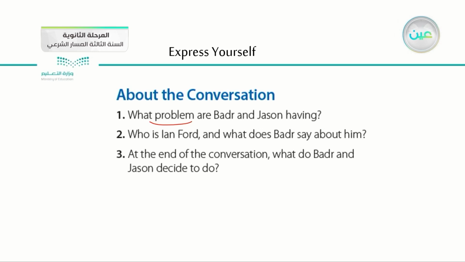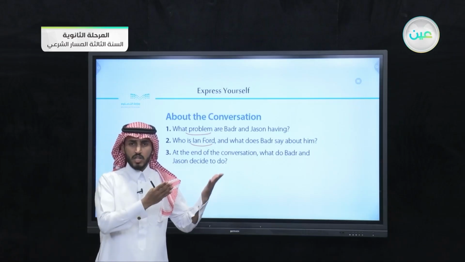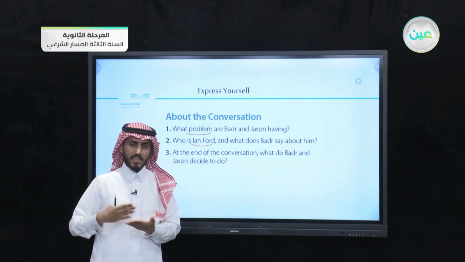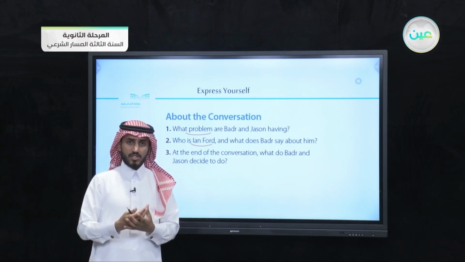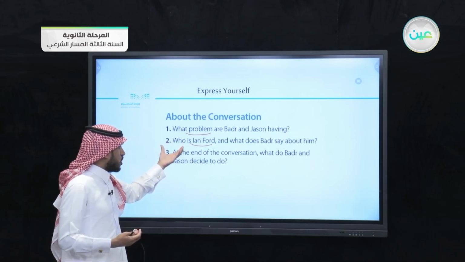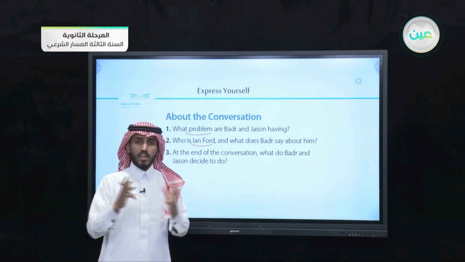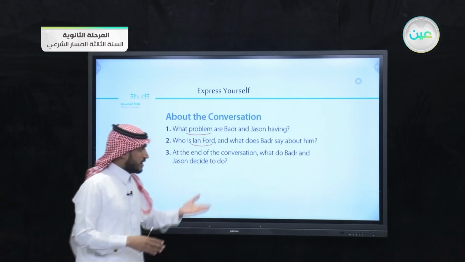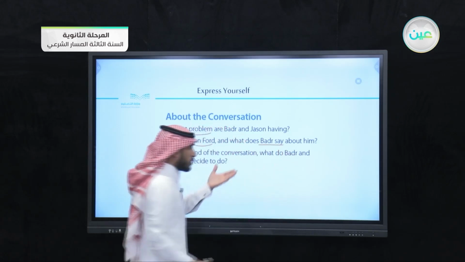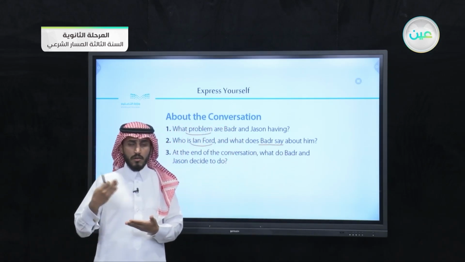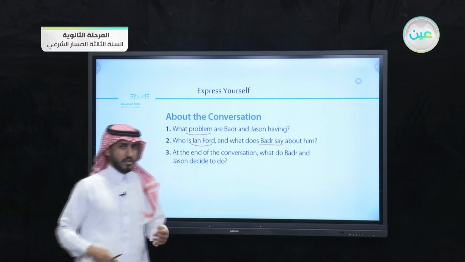After that, number two, who is Ian Ford? And what does Badr say about him? Okay, now we have here a name. So what should we do? We should go back to the conversation and scan to find the name. Once we find the name, we try to do what we are asked to do. For example, here we are asked to know who is Ian Ford. So we will look for the role or the job of Ian Ford. After that, what does Badr say about him? Now we will go back and check for Badr's opinion of Ian Ford.